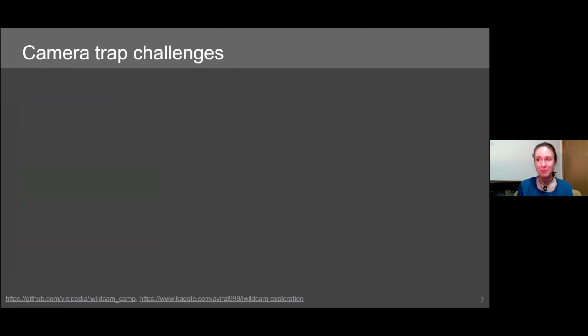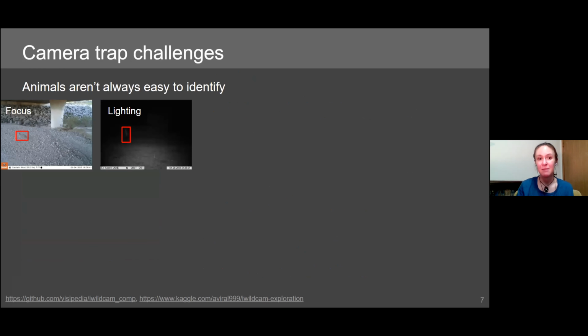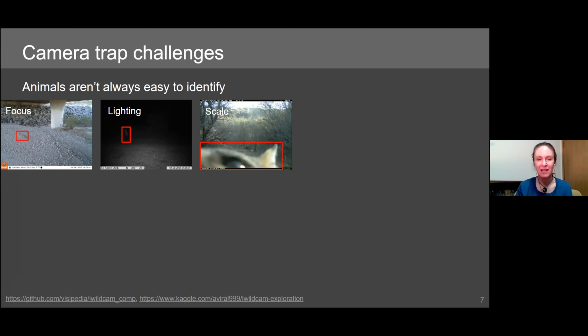So camera traps are pretty cool. They have a lot of benefits, but in order to automatically identify the images coming out of camera traps, it's not super easy. Animals are not always easy to identify. They move, so they might be out of focus because the animals are moving or because the camera didn't focus correctly. The animal may not be lit very well. It might be at night and the flash didn't reach it, or it might be during the day and they have a lot of sun glaring on them. The animal could be very far from the camera and barely show up at all.